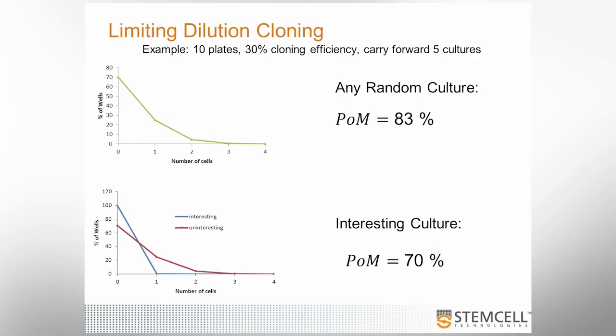And that means to achieve the probability of monoclonality that you'd be assuming if you're making the assumption that the probability of monoclonality is the same for any of the cultures, you'd actually have to either reduce your seeding density and thus, again, increase those wasted resources, or increase the number of cloning steps that you're doing during your cell line development process.